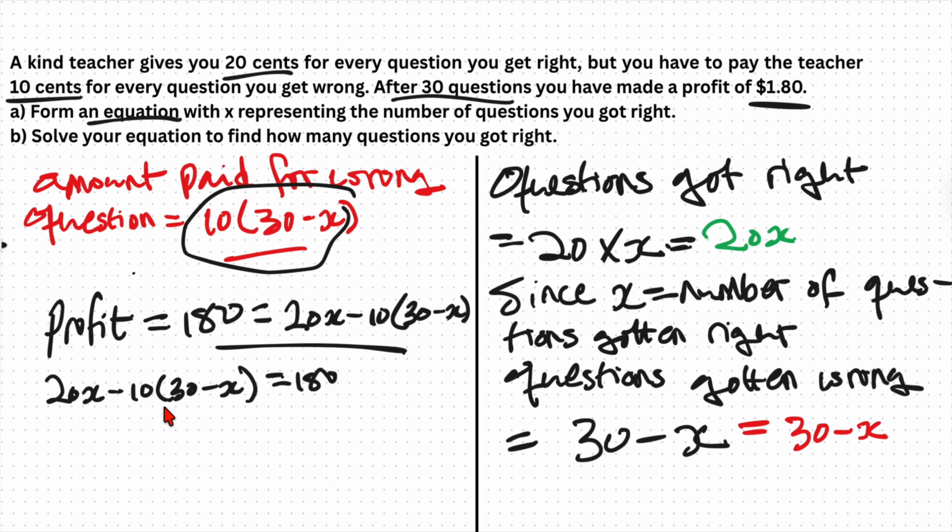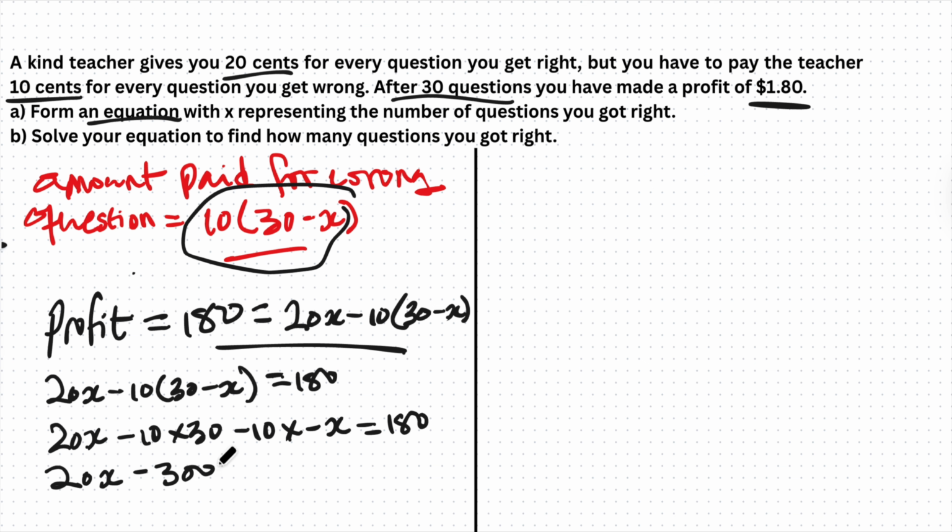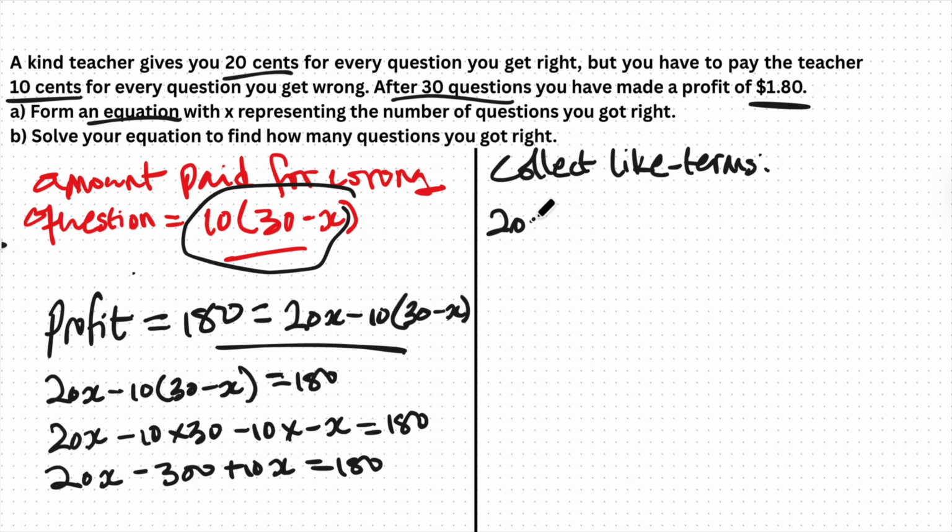So the first thing we have to do, if you remember BODMAS, we handle the brackets first. So when we open the bracket, what we have is 20x minus 10 times 30 minus 10 times minus x equal to 180. So this is equal to 20x minus 300 plus 10x equal to 180. When we collect like terms, what we have is 20x plus 10x equals 180 plus 300. So 20x plus 10x is 30x equal to 480.